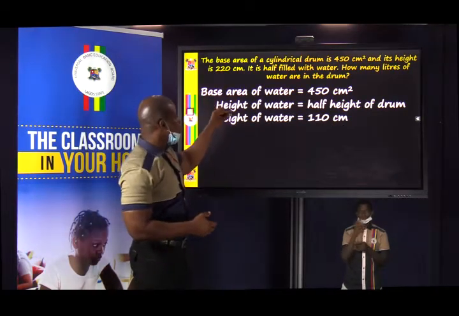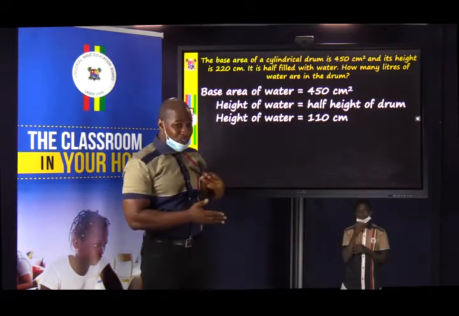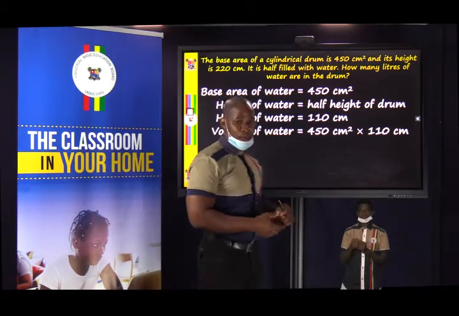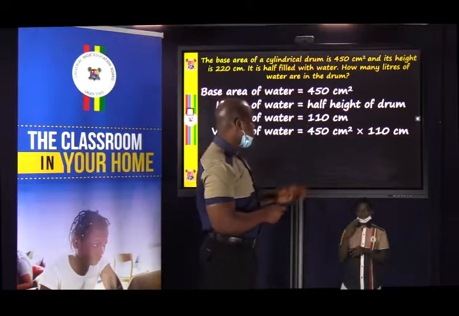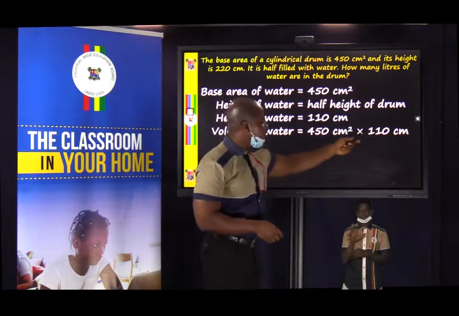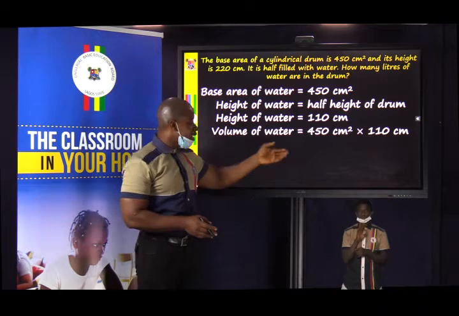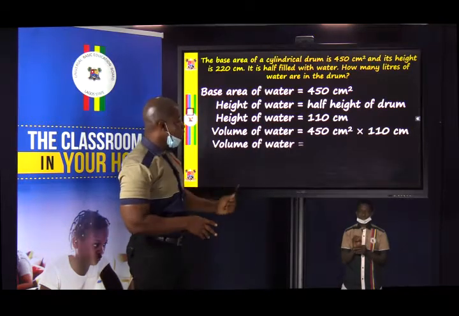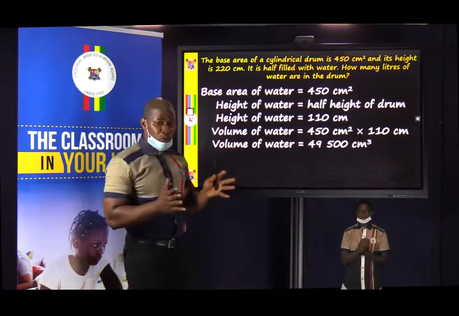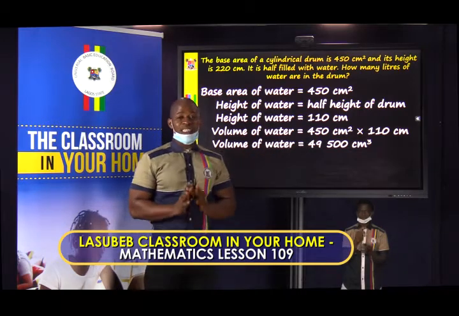So now to find the volume of the water, we know the base area of the water, and now we know the height of the water, not the drum. Then we'll multiply them together, base area times height. Now, I don't need to add the zeros when I want to multiply. 45 times 11, using our shortcut, we will get 495. Then we'll add 2 zeros, and we'll have 49,500. I'm sure you can multiply this, so I won't waste too much time showing you how. Now the volume of the water is 49,500 centimeter cubes.